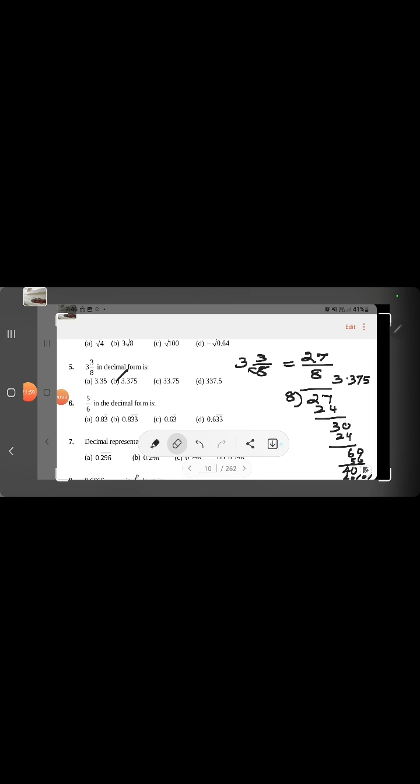Yes. Now let's move to the next one. The sixth problem: 5 by 6 in decimal form. So you have to divide 5 by 6. Okay, 5 is smaller than 6, so put a decimal point here and 0.